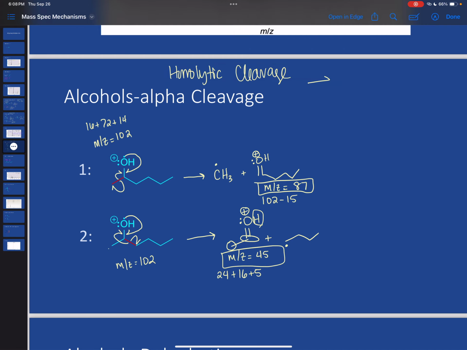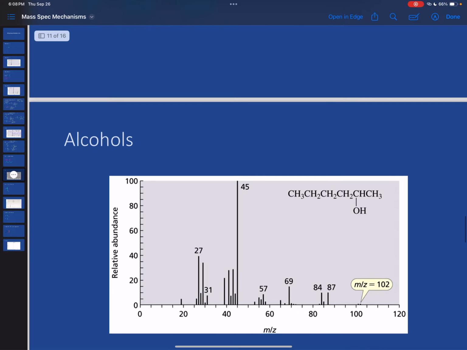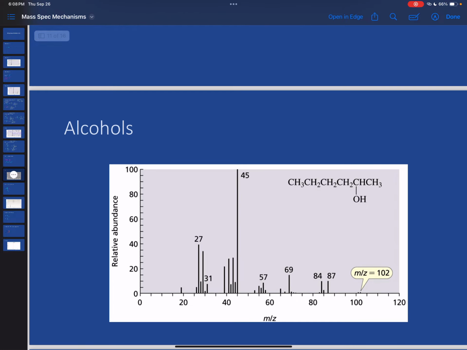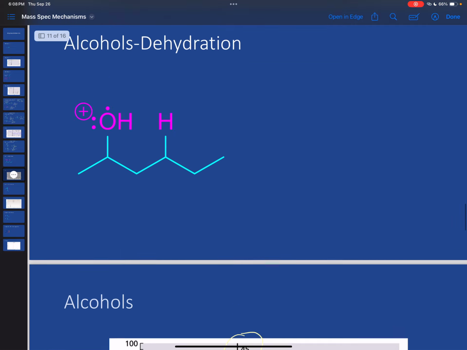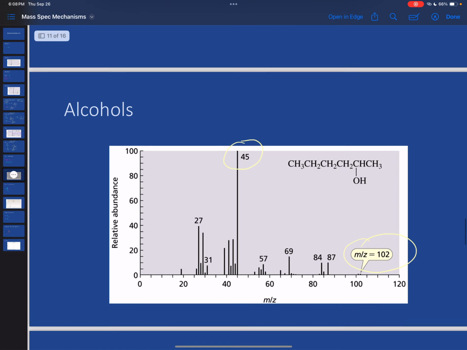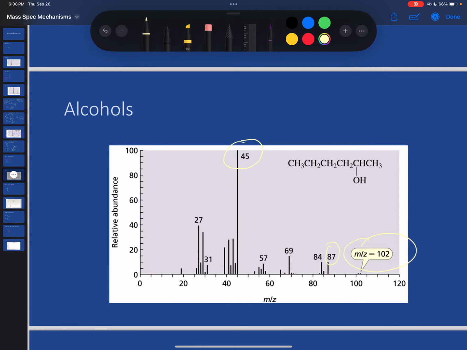So I am going to go ahead and jump to the mass spec because I want to make sure I have that. All right, everything looking pretty good here. Okay, so I have my molecular ion peak at 102. I have my peak at 45. What was that other one that we had? 87. All right, and then I do see that 87. All right, so I'll talk about that again in the next video when I go through dehydration.